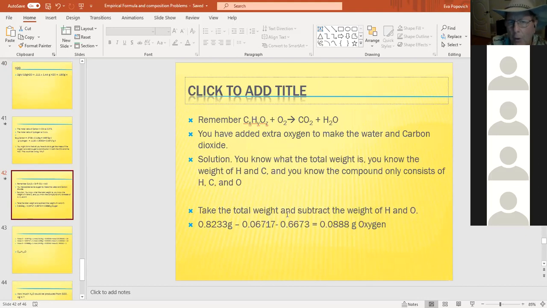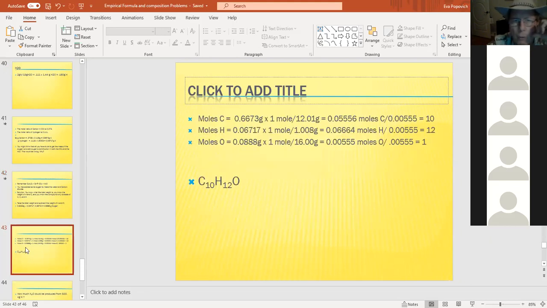So I have 0.0617 grams of hydrogen, 0.6673 grams of carbon, and 0.0888 grams of oxygen. Again, this is going to be just a normal thing. From there, we have the grams of our stuff. Once we have the grams, we get the moles. Then once we get the moles, we divide by the smallest. So the smallest one is going to be the oxygen.